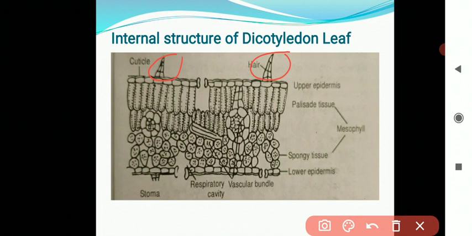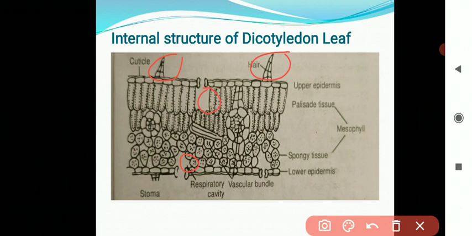The stomata are helpful for exchange of gases between the plant and the atmosphere. Here below the stomata there is a cavity called the respiratory cavity, and this cavity stores whatever gases or water vapor are generated in tissues, and when the stomata are open there is an exchange of gases between the plant and atmosphere. The transpiration also takes place through stomatal pores, which helps in maintaining the temperature of the plant body.